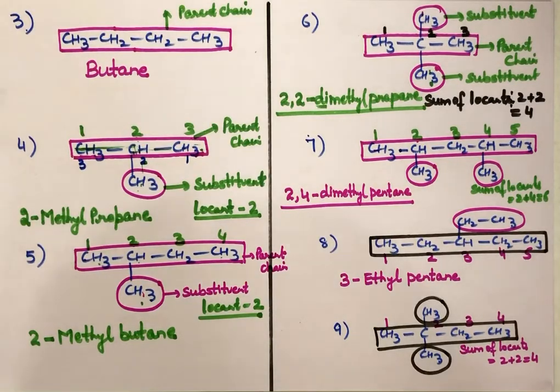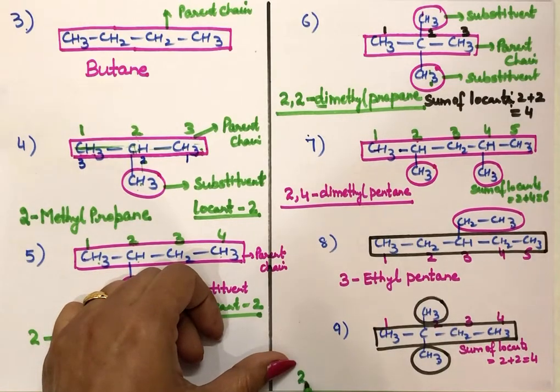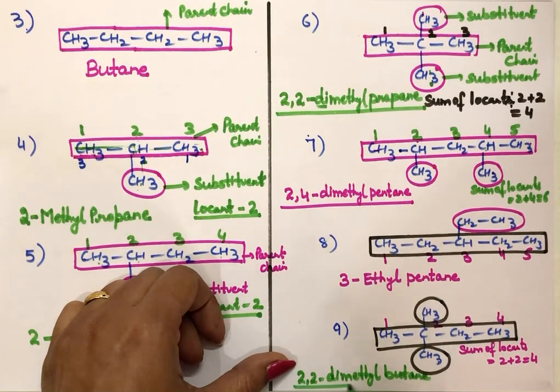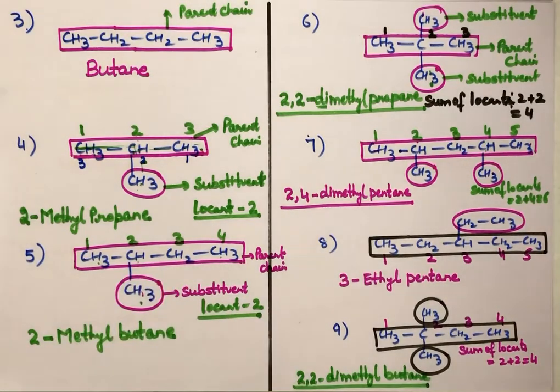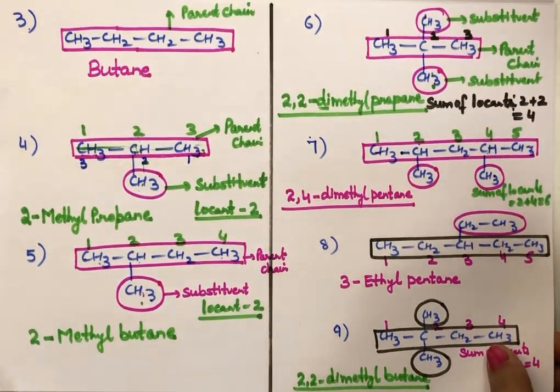Now the name of this compound. Both the substituents are linking with the second carbon. So we write 2, 2 and after this dimethyl. Now chain, 4 carbon atoms. So it is but, single bond, so this is ane. 2, 2 dimethylbutane is the name of this compound. So these are examples of single bond compounds, alkanes, that I have taken with a branching.